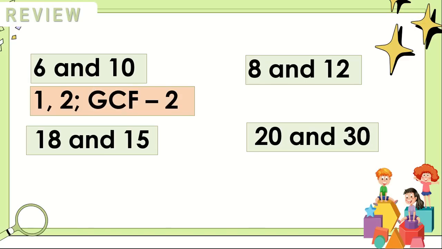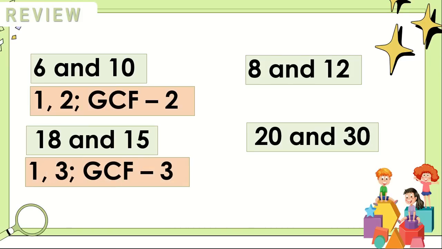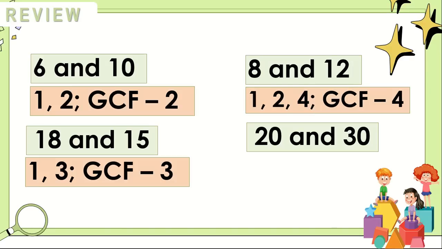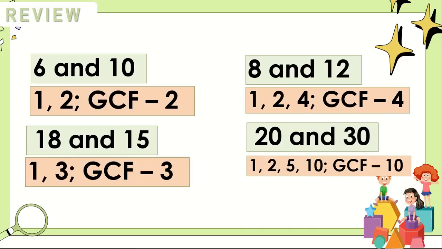For 6 and 10, we have 1, 2, and the GCF is 2. For 18 and 15, we have 1 and 3, and the GCF is 3. For 8 and 12, we have 1, 2, and 4, GCF 4. For 20 and 30, 1, 2, 5, and 10, GCF 10.